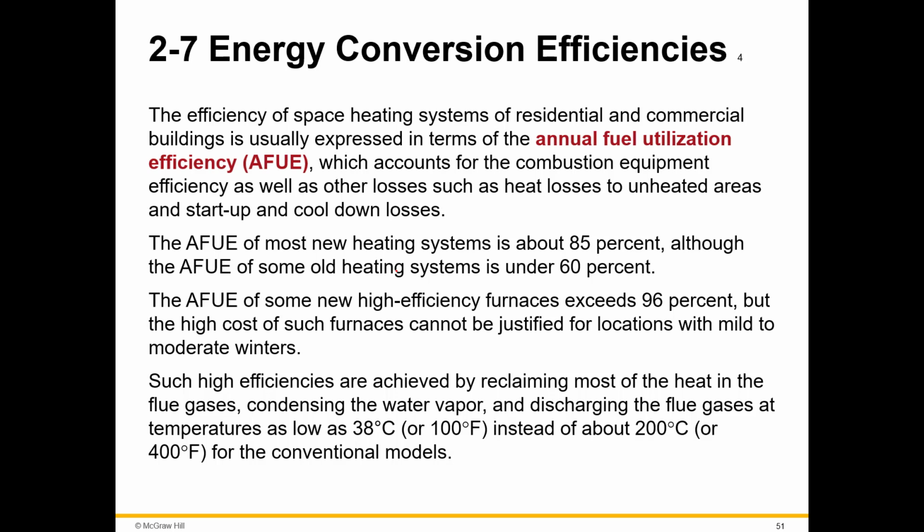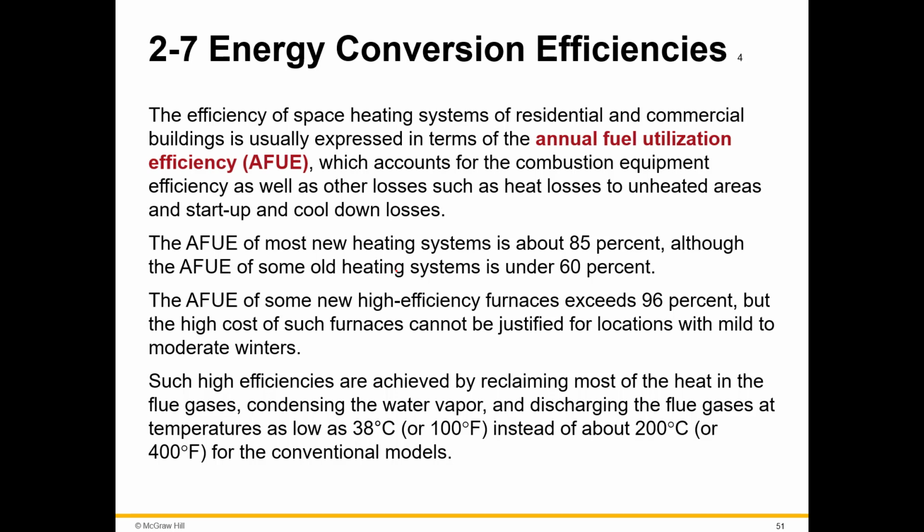And so that'll be a loss because you don't actually need that room to be heated. So the AFUE for most new heating systems is about 85%. However, old heating systems are under 60%. So it's quite the difference, and you can start using these numbers to see if it's worth it to do certain things like replacements, right? And then some new high-efficiency furnaces exceed 96%, which is pretty amazing.